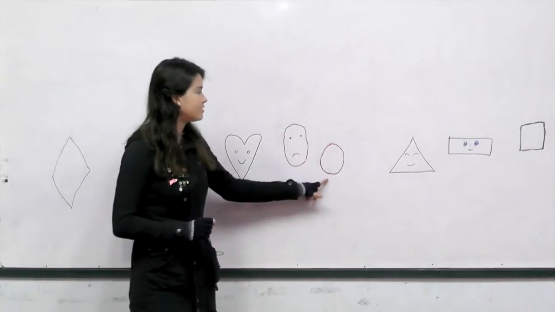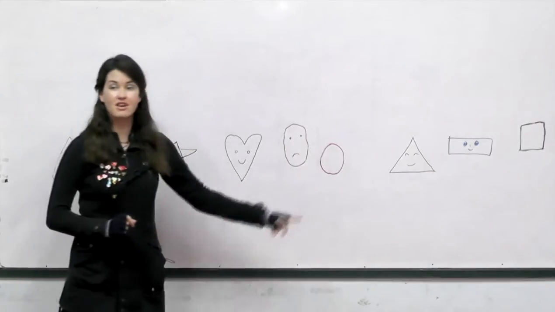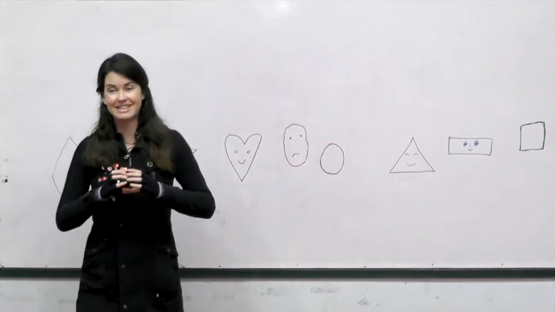What about this circle? What does this circle look like? Oval. Circle looks like the oval. Good.